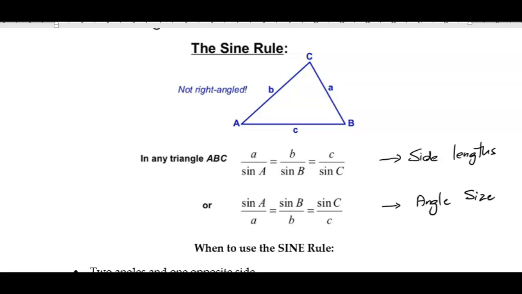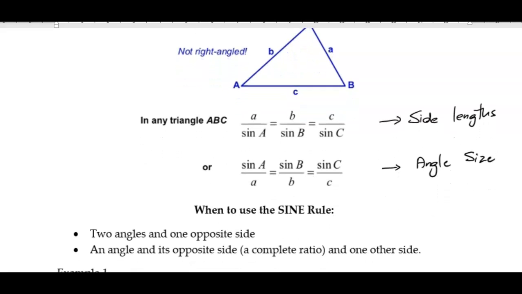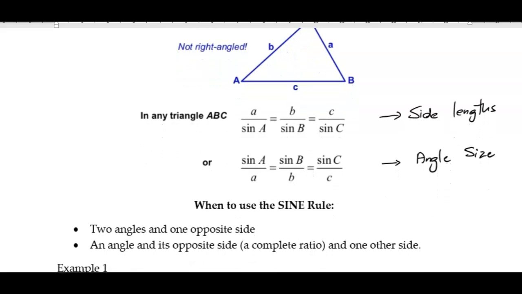Now, let's jump into when we're going to use the sine rule. First thing, we're dealing with non-right angled triangles. We can use the sine rule when we have two angles and one opposite side, or we have an angle and its opposite side and one other side. So basically a complete ratio and one other side. In other words, we need three pieces of information to be able to use the sine rule. I would strongly encourage you to add these points to your reference notes.